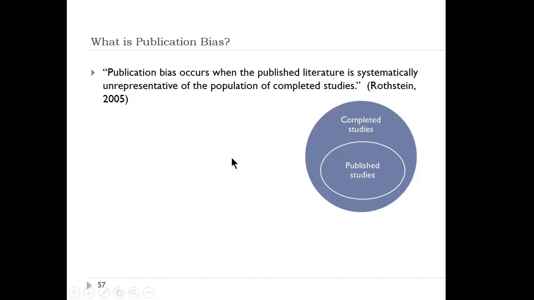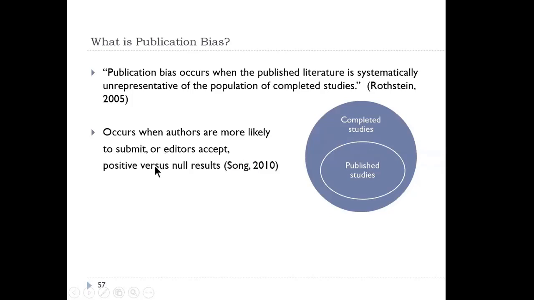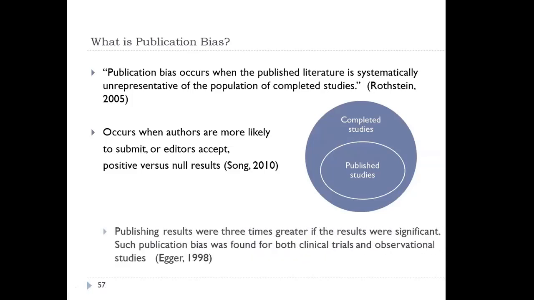Okay, now mainly this occurs when authors are more likely to submit, or editors accept, positive results versus null results. Also, publishing results were 3 times greater if the results were significant. Such publication bias was found for both clinical trials and observational studies. Because of that, we have to avoid publication bias during a systematic review.